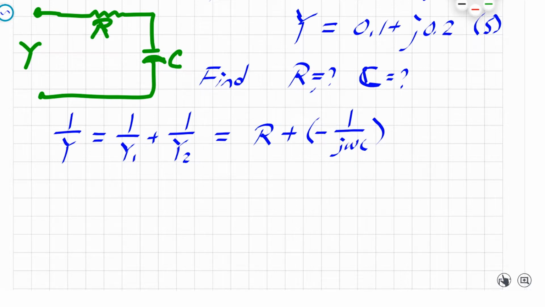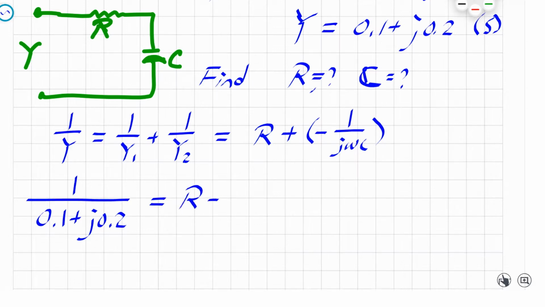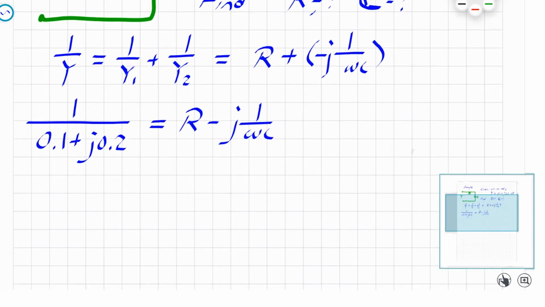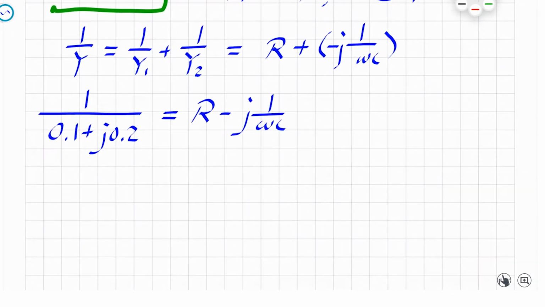On the left hand side, 1 over Y, that's actually given. So that is 1 over 0.1 plus J 0.2. That is equal to R minus, I'm sorry, here the J should be right here. And that's minus J 1 over omega C. Alright, now since we know the omega already, all we need to know is the C by comparing the right hand side and left hand side.